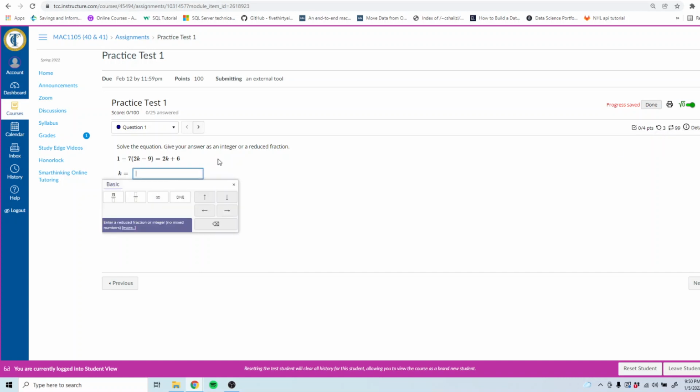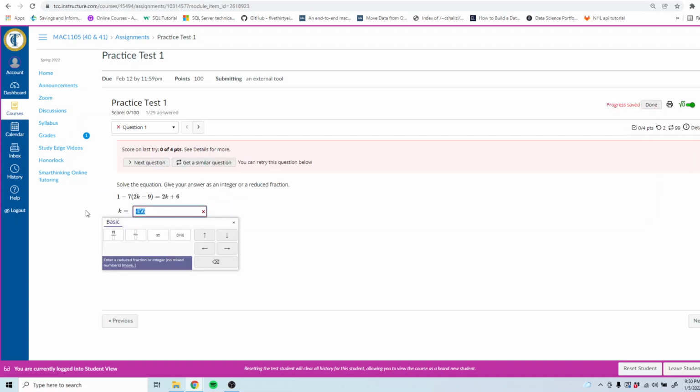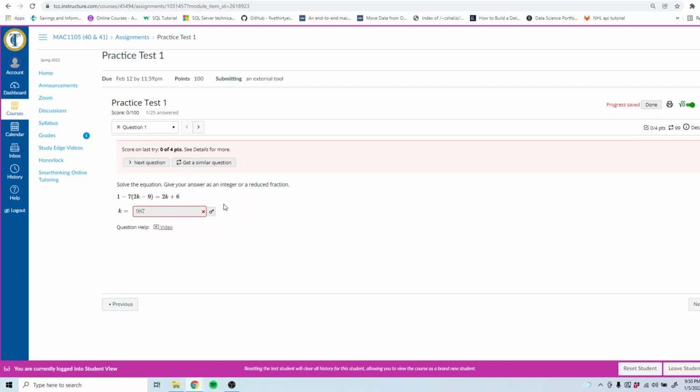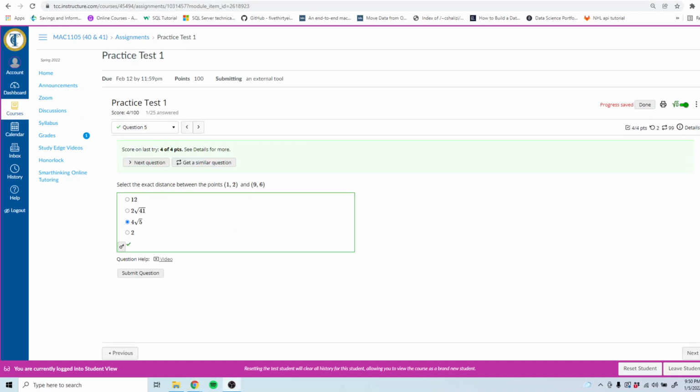I get 300 tries. So if I get it wrong 3 times, then it's just going to tell me I'm wrong. I can look and see the right answer. Okay, thank you. I can get a similar question. So I went ahead to another problem, but I just answered this one right.